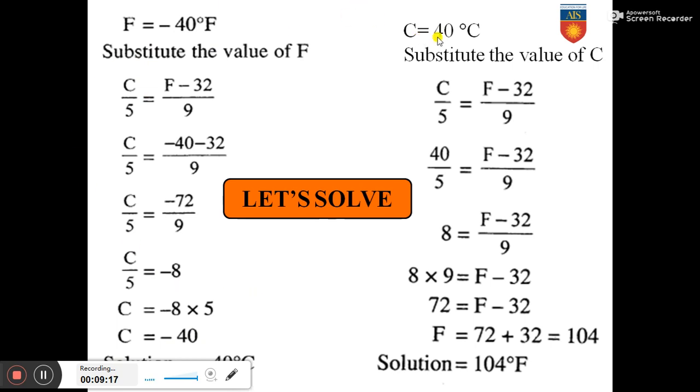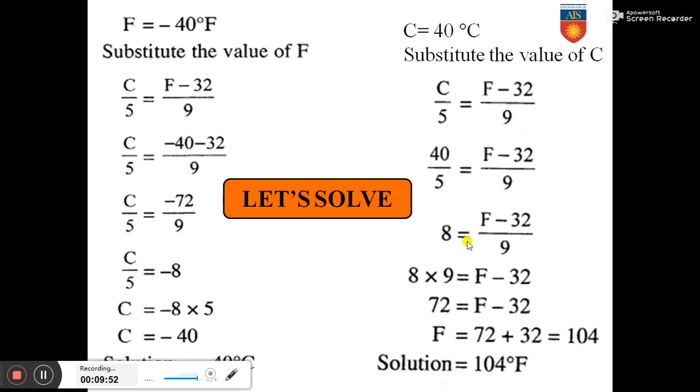Now if C is given as 40 degrees Celsius to you, you substitute the value of C over here. So C is given as 40 degrees Celsius in this numerical. You substitute the value of C in the same formula. Like I said, remember one formula and you can solve all numericals. So we are using the same formula, but in place of C, we are writing 40. So 40 by 5 is equal to F minus 32 by 9. 40 by 5 is 8 because 8 5s are 40. So 8 is equal to F minus 32 by 9.